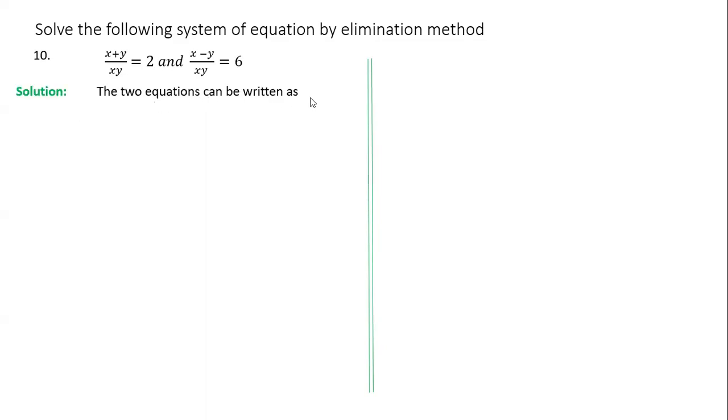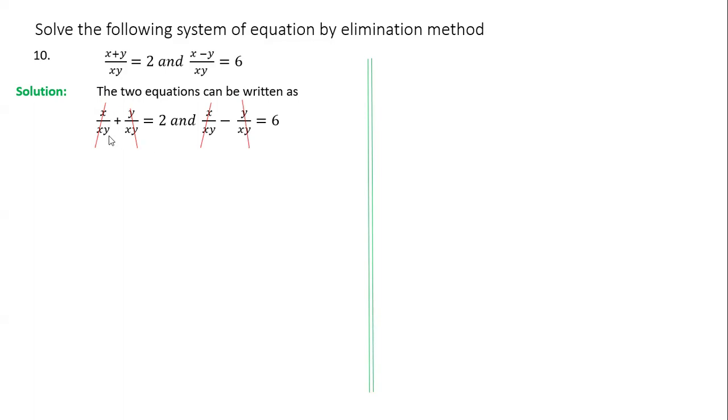Two equations can be written as, now how do you write? x upon xy plus y upon xy, because the LCM is xy, that means instead of putting one common base, just break it down, equal to 2. And x upon xy minus y upon xy is equal to 6. So what happens? This x and x should cancel. x cancels. Here y cancels. Here x cancels. Here y cancels.